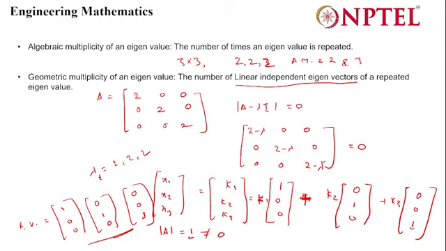Kindly repeat this part where we got 0, 0, 0. Okay, when you get 0, 0, 0, there is a smaller number of equations. I hope that you know how to calculate eigenvectors for 3 cross 3.